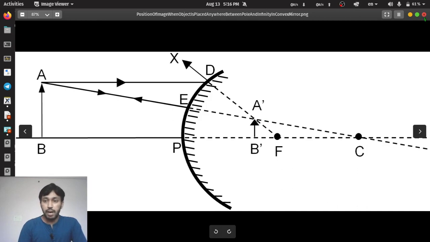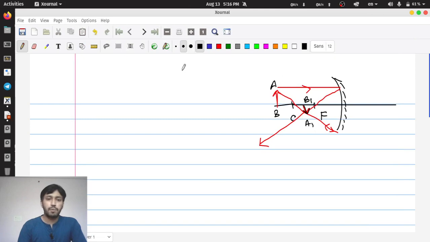Now I am coming to the problem solving. So before solving any problem, you have to know some formula and tricks. So I am discussing here what formula you should use.